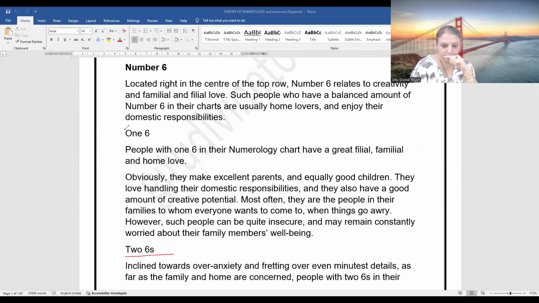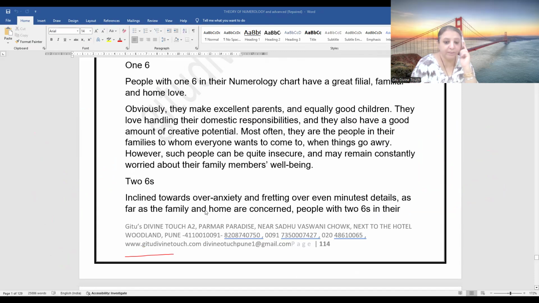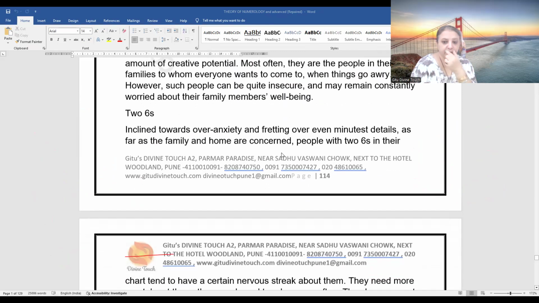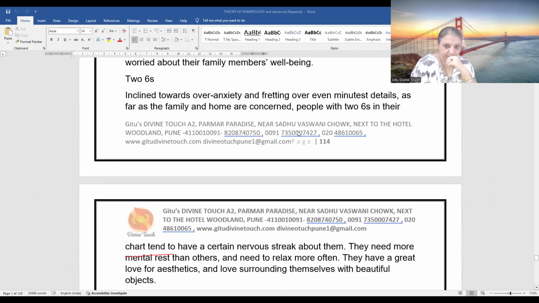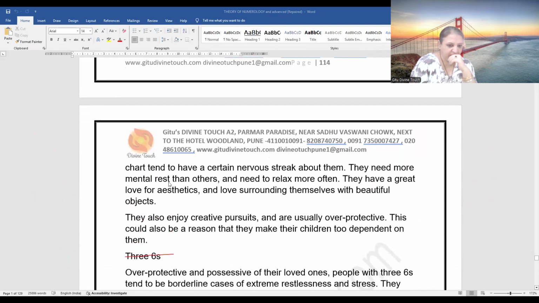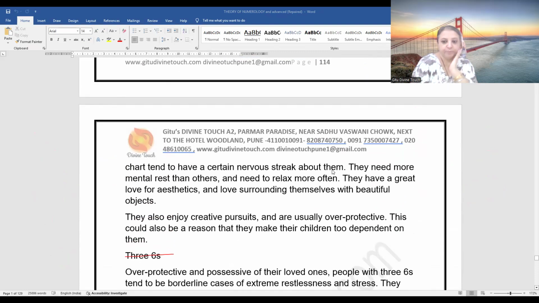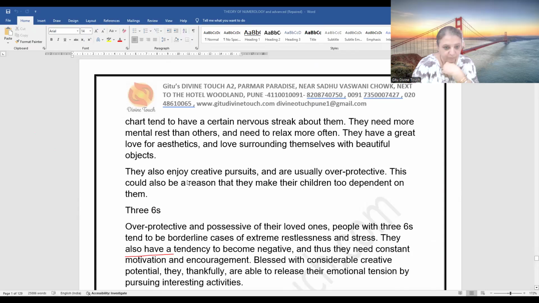2 6. 2 6s are inclined towards over anxiety, fretting over even the minutest details as far as family and home are concerned. People with 2 6 in their chart tend to have a certain streak about them. They need more mental rest than others and need to relax more often. They have a great love for aesthetics and love surrounding themselves with beautiful objects. They also enjoy creative pursuits and are usually overprotective. This could also be the reason that they make their children too dependent on them.